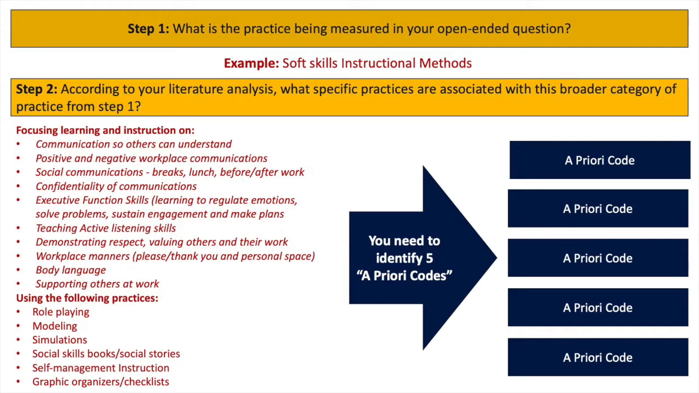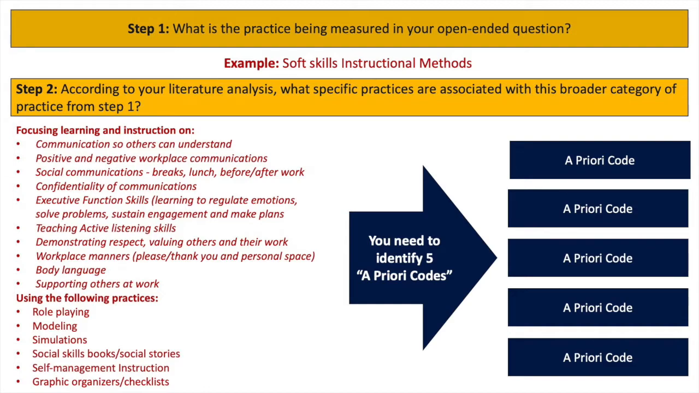What you would do, whether it's that example or this example here, is you're going to pull out some of those main sub-practices that you're interested in knowing more about, and then turn those into a priori codes. So these, remember, are your literature-based codes. So what we're doing here is, for example, right here in red, you see that I have, in my literature analysis, maybe related to soft skills instructional methods, I had the use of simulations, right? So maybe, or self-management instruction, or social skills, social stories.